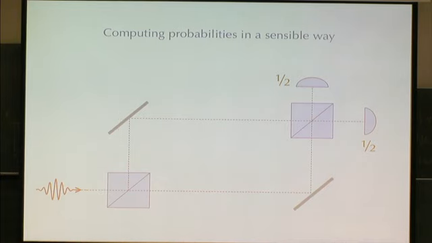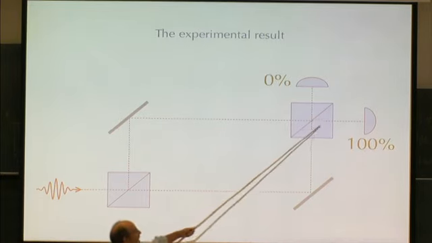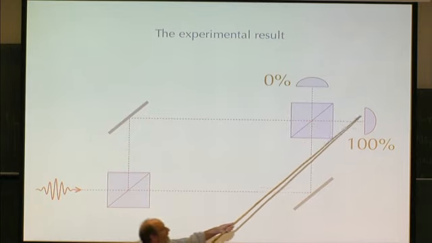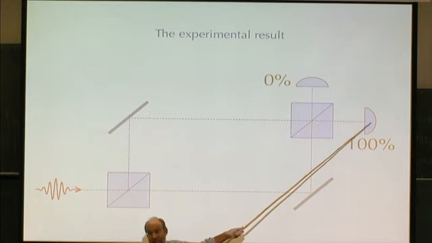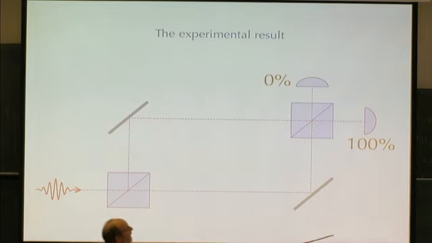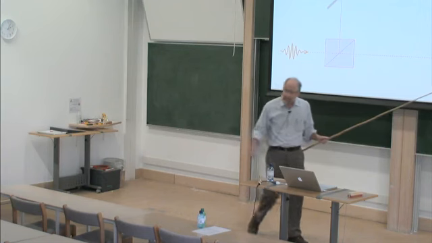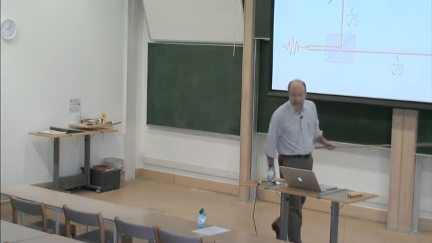Of course, that's not what happens. What actually happens is if you set it up just right, every time you do this, the photon will land here. And we have a way of explaining that in quantum mechanics, right?